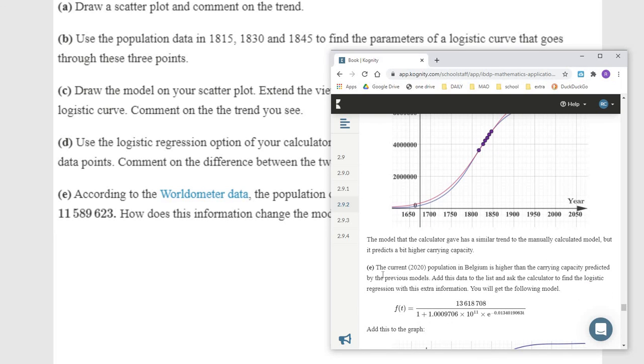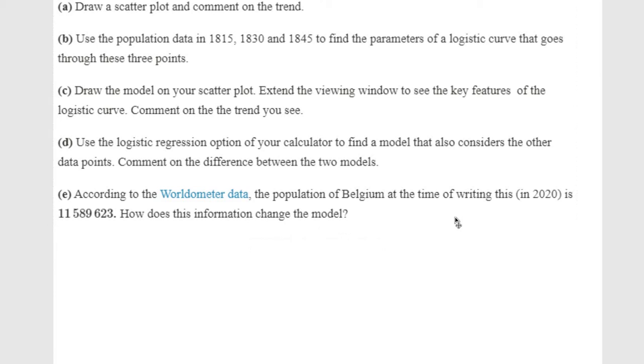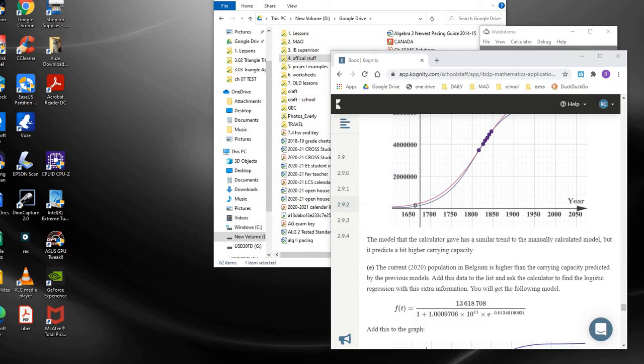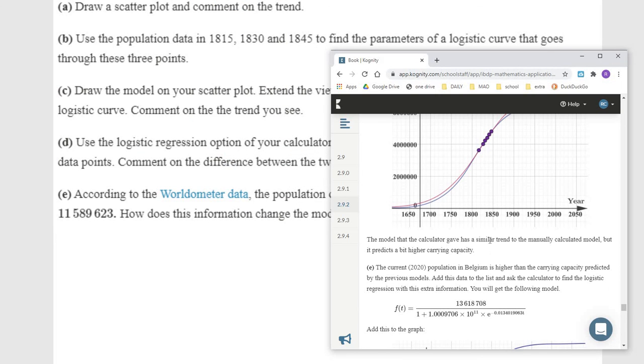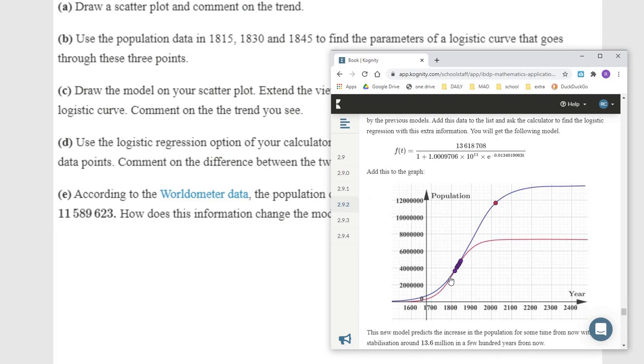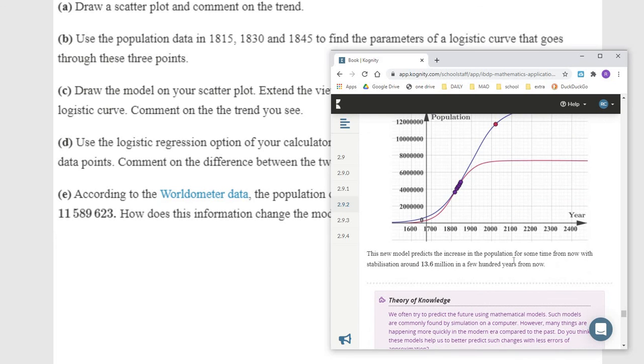All right, so if we are in 2020, okay. According to the worldometer data, the population at the time of writing this is this. Does that change the model? Well, let's look at our model. So if we add that point to the graph, bam, look where it is now. Yes, I would say that does change the model.